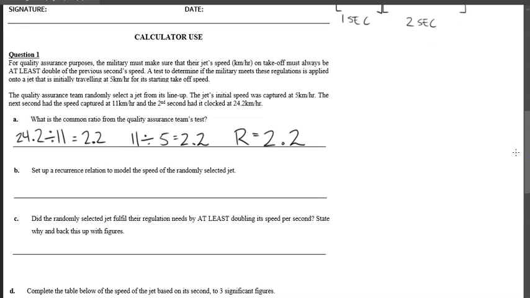I'm now going to set up a recurrence relation to model the speed of the randomly selected jet. For the recurrence relation, we always start off with whatever letter is associated with it. If there are no letters associated with it, as in this case, we can come up with our own letter. For consistency's sake, let's just use V. So V of 0, the initial time, is equal to 5 kilometers per hour, or just 5. To get the next term, V of n plus 1, we take the previous term and multiply it by 2.2.